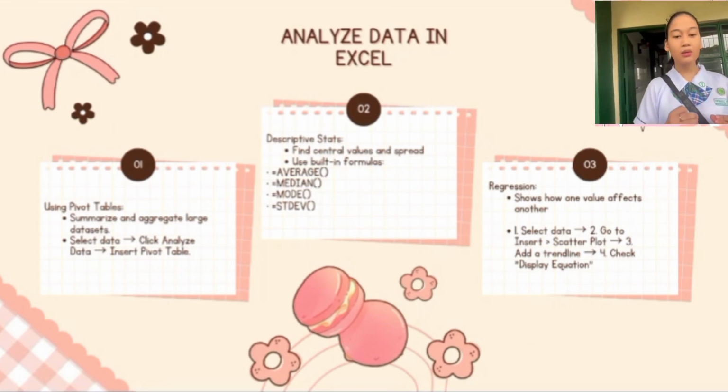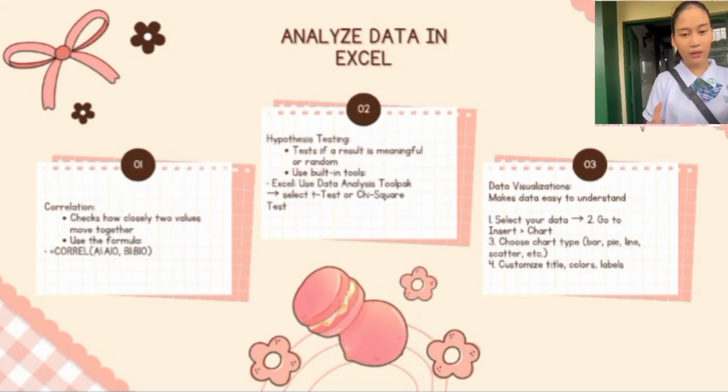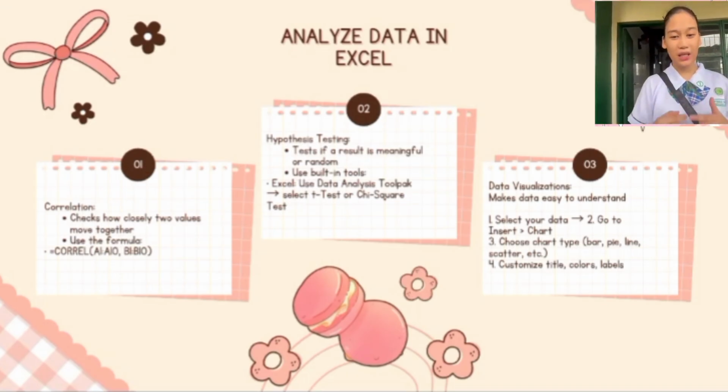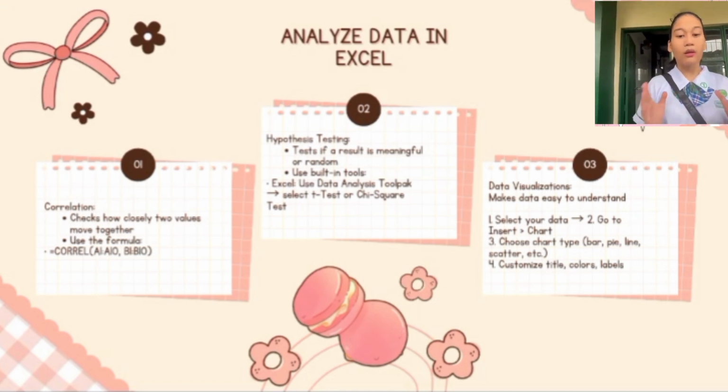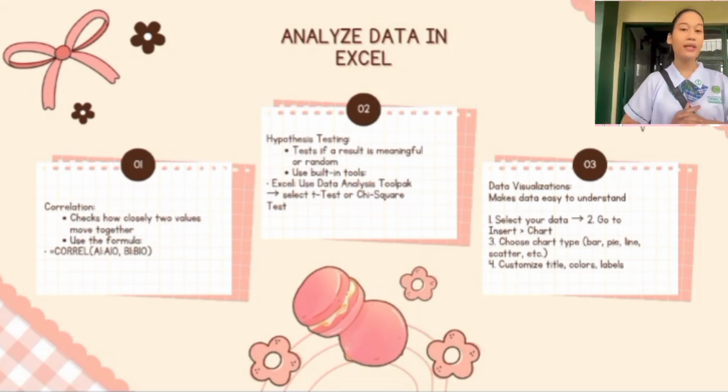Testing if a result is meaningful or random. Use the built-in Data Analysis ToolPak. Second, select t-test or chi-square test. Sixth, data visualization makes data easy to understand. First, select your data. Second, go to insert chart. Third, choose chart type: bar, pie, line, scatter, etc. Fourth, customize titles, colors, and labels.